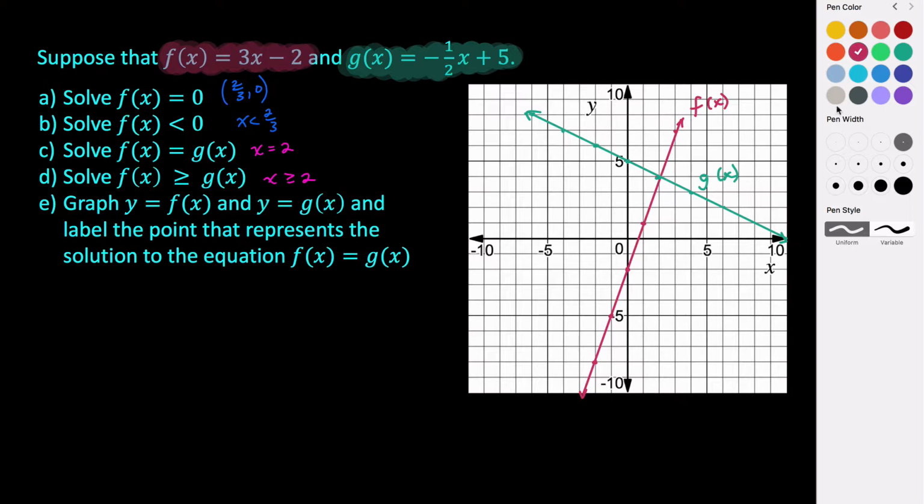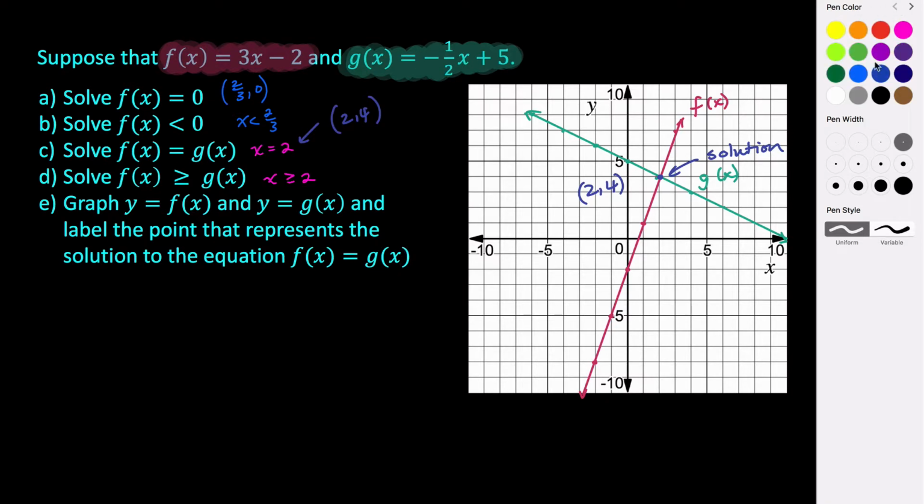So y equals f of x and y equals g of x, label the point that represents the solution. So the solution is really just the point of intersection. So this point here, this is our solution. So what is that point of intersection? Well, it's 2, 4. And we saw that when we solved this portion here, right? When x is equal to 2, we know that these graphs are the same. And then we found the y-coordinate by plugging it back in. So 2, 4 is our point of intersection, and that is the solution to this equation.